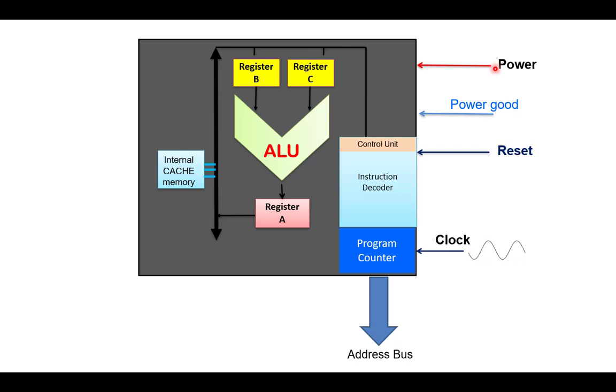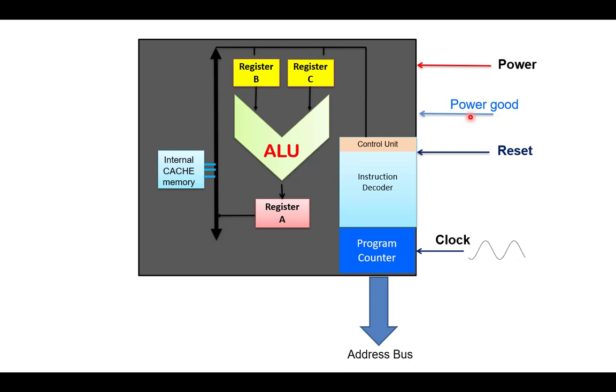After power, one more important signal is required by the CPU, and that signal is called the power good signal. The power good signal is a confirmation signal telling the CPU that whatever power it got, all of it is perfect and stable, and it should be ready to function. That is called the power good signal. The power good signal is basically a 1 volt signal.